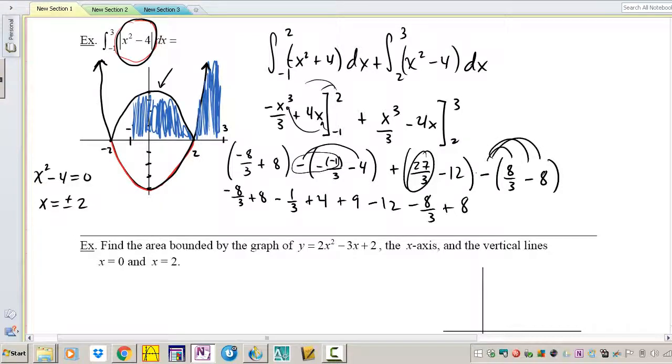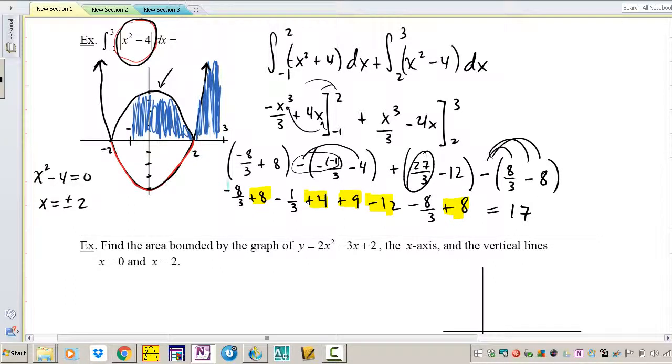And then all we have to do is combine fractions and whole numbers. 8 plus 9 plus 4, and then plus 8, and then minus 12. So let's do that first. 8 plus 4 is 12, plus 9 is 21, plus 8 is 29. Take away 12, and that is 17.